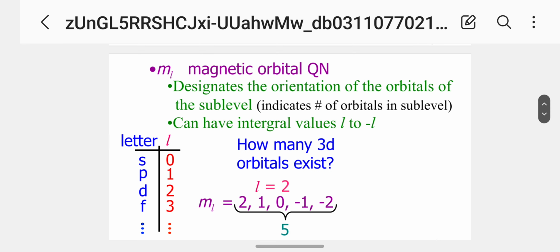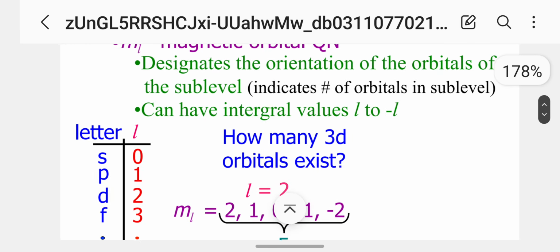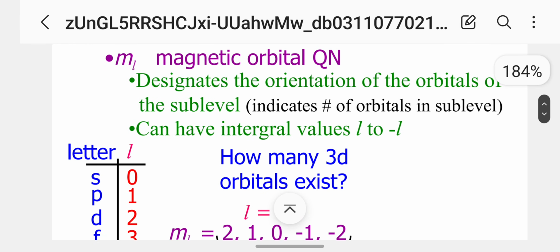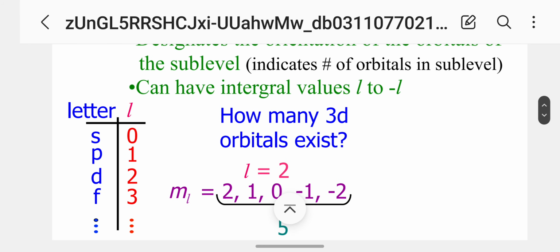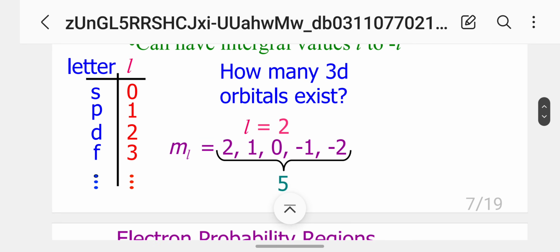Let us take another example for expression of magnetic quantum number explanation. We here see the magnetic orbital quantum number. Again, it is the designation of the orientation or position of the orbitals of the sublevel. It indicates the number of orbitals in a sublevel or orbit or energy level. It can have integral values plus L to minus L. L is the general representation of the magnetic quantum number symbol.